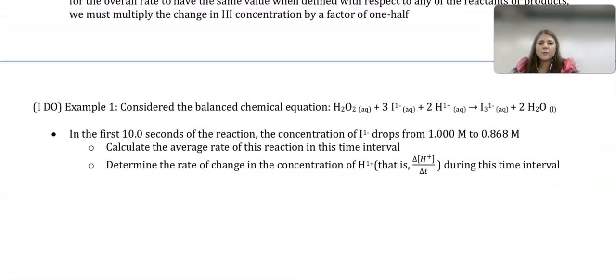So I'm going to do this first one with you, and then I actually have an example for you to do as well. So let's consider this balanced chemical equation. Yes, this is a net ionic equation, just got rid of spectators, okay? So in the first 10 seconds of a reaction, the concentration of I-1 drops from 1 molar to 0.868 molar. We need to calculate the average rate of this reaction in this time interval.